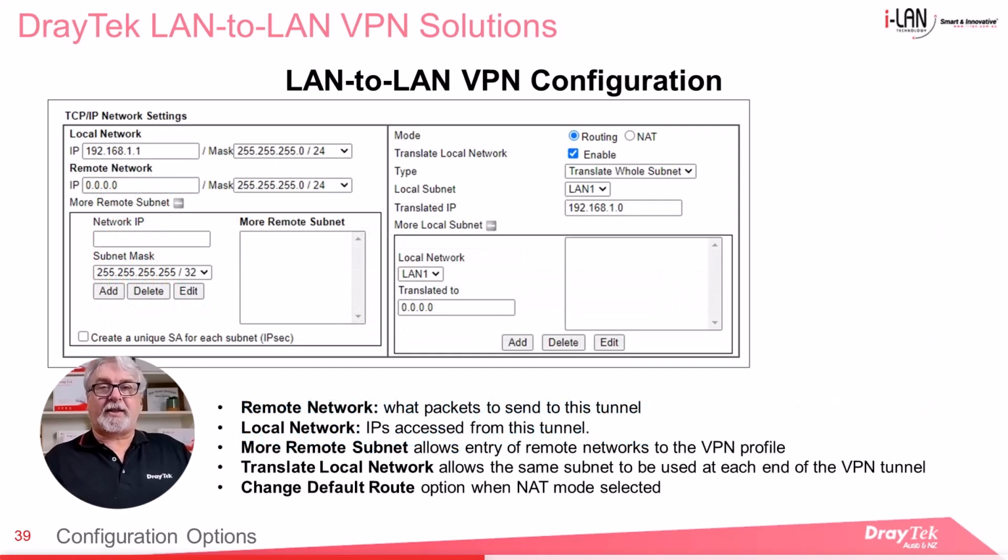The last section is TCP/IP network settings. This allows you to enter the network details of the local and remote networks so traffic can be routed over the LAN-to-LAN VPN tunnel. The more remote subnet section allows the entry of additional remote networks.